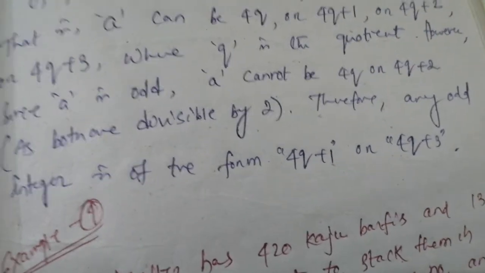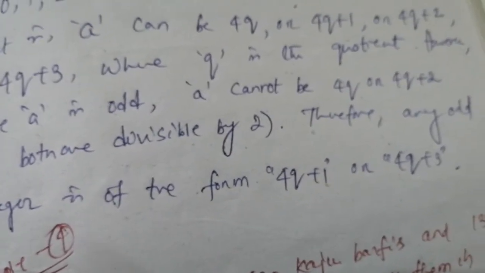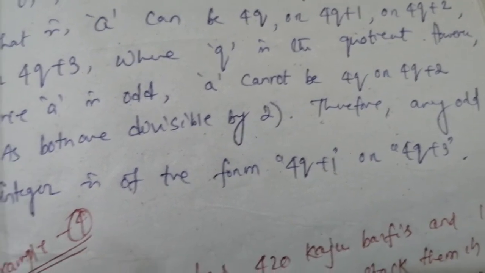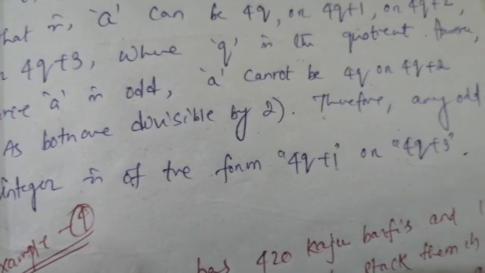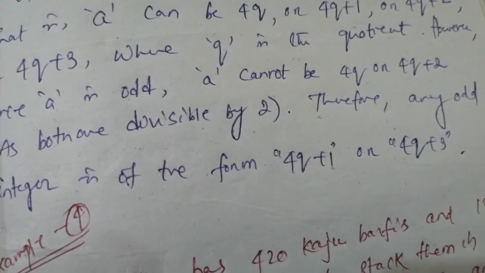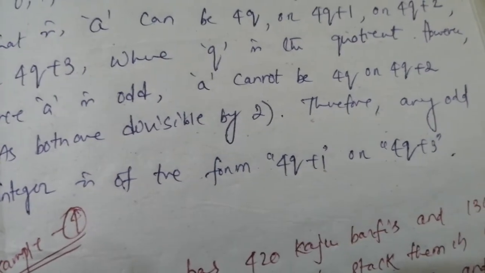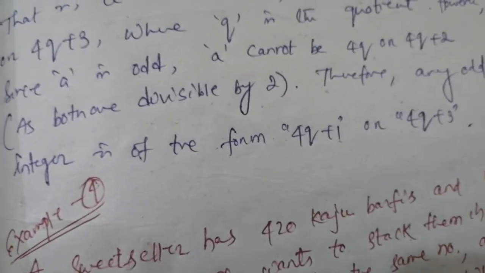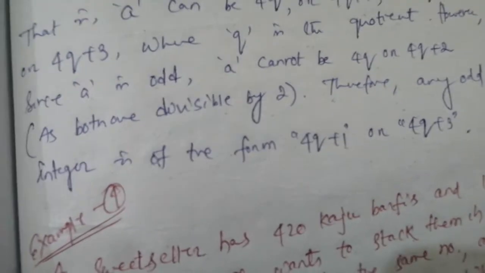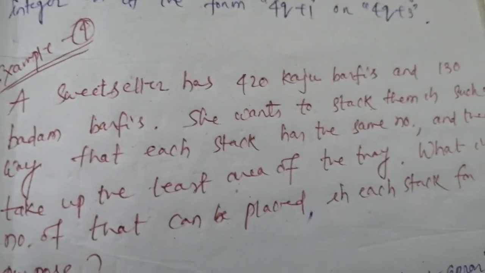Since a is odd, a cannot be 4q or 4q plus 2, as both are divisible by 2. Therefore, any odd integer is of the form 4q plus 1 or 4q plus 3. Now the last example, example number 4.